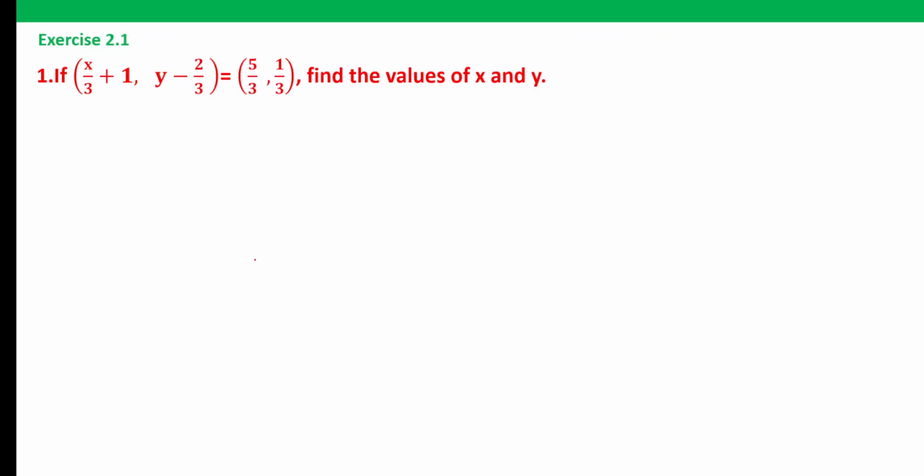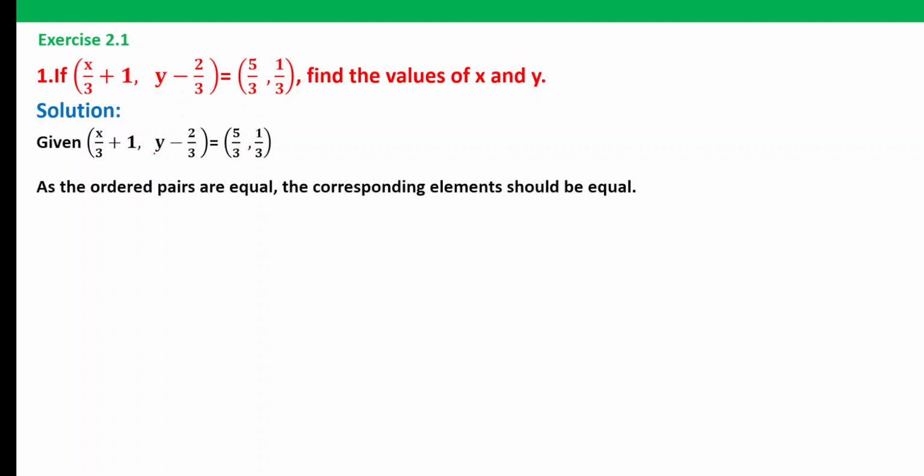Let us see exercise 2.1 question number 1. If (x/3 + 1, y - 2/3) = (5/3, 1/3), find the values of x and y. Solution. Given (x/3 + 1, y - 2/3) = (5/3, 1/3). Now, as the ordered pairs are equal, the corresponding elements should be equal. That is, the first element of the first pair should be equal to the first element of the second pair. Similarly, the second element of the first pair should be equal to the second element of the second pair.